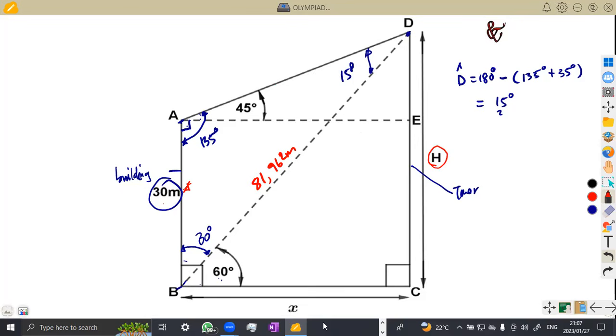This is a right angle triangle. From a right angle triangle, we know that we've got an angle of 60 degrees. According to 60 degrees, H, which is side CD, is opposite to this angle of 60 degrees. They are facing each other. And 81.962 meters is opposite to 90 degrees. That's the hypotenuse, which is the longest side. The longest side is the one that faces 90 degrees.